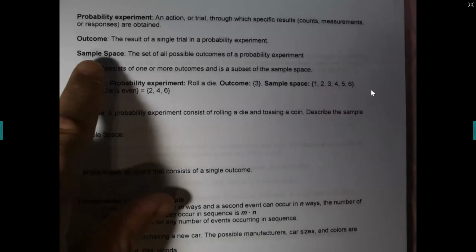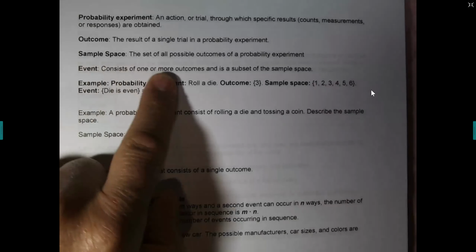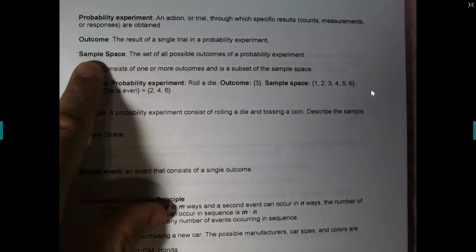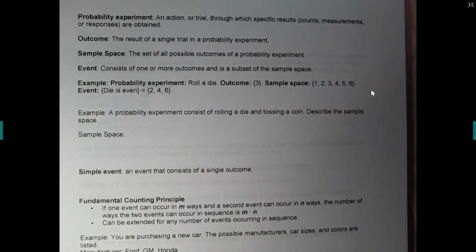The sample space, guys, is the collection of all the outcomes. So if I roll a die and I want to write the sample space, it will be 1 or 2 or 3 or 4 or 5 or 6. If we toss a quarter, you get 2 outcomes, either a head or a tail. So the sample space will be head, comma, tail, just 2 events.